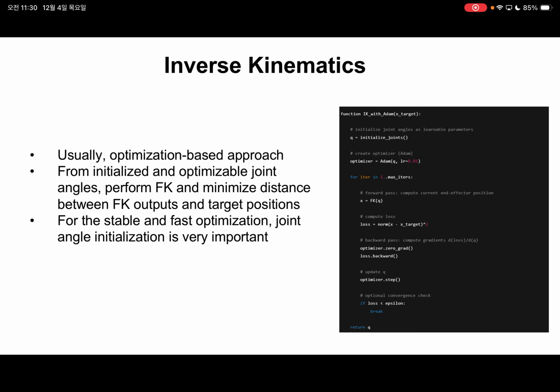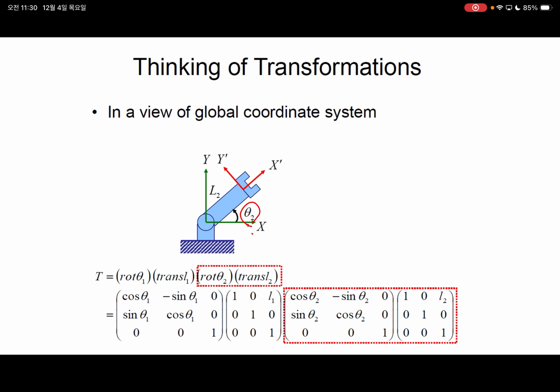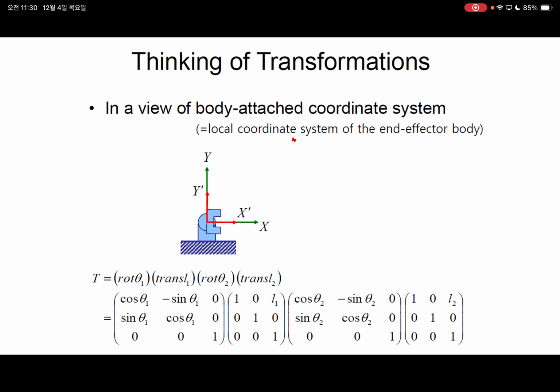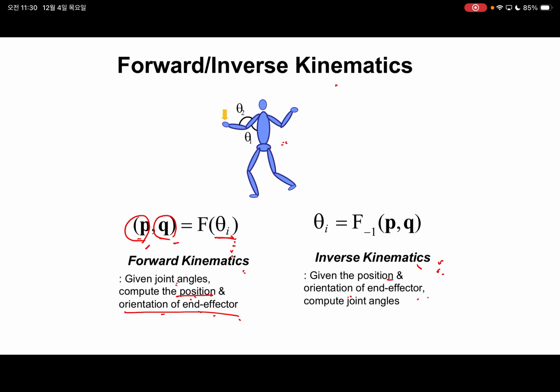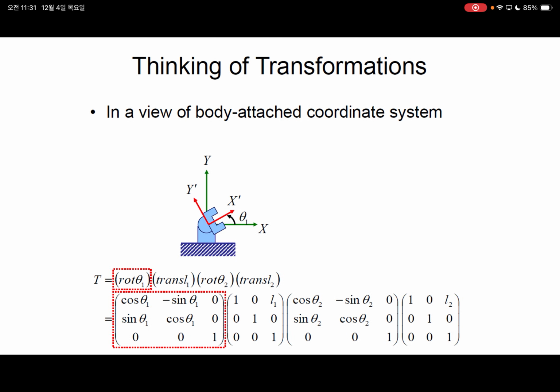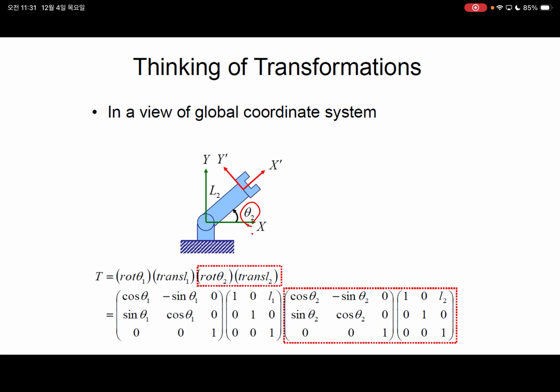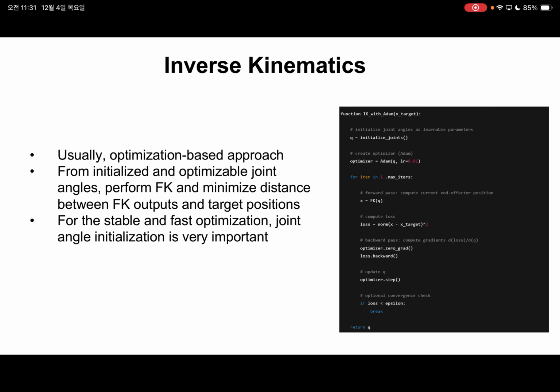And inverse kinematics. As I said, inverse kinematics is the opposite of forward kinematics. So in forward kinematics, given theta, we try to get the position and orientation of the end effector. In inverse kinematics, given the position and orientation of the end effector, we'd like to compute the joint angles. That is the goal of inverse kinematics. The typical way for inverse kinematics is optimization. Can you see this pseudocode? This is pseudocode, very simplified code of inverse kinematics.